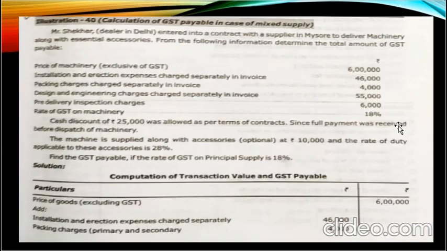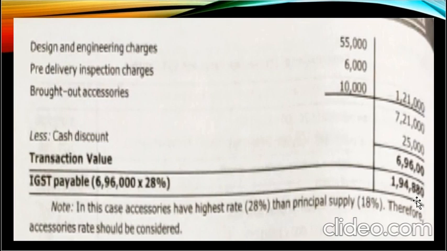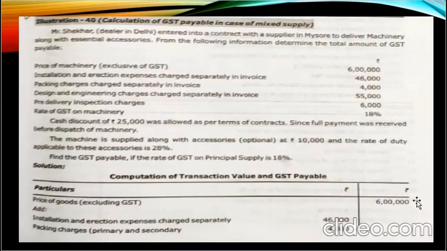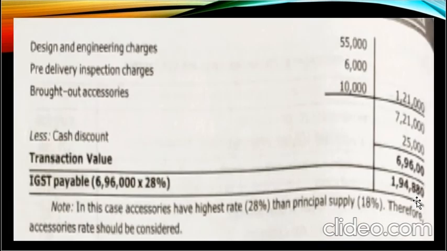Now this 1,21,000 plus 6 lakh price of goods will give you 7,21,000. So we need to check whether any discount is given. Yes, this cash discount is given when the full settlement is made. This is not any advance settlement, this is full settlement. So as full settlement is made, it will be considered as deduction. If discount is availed on advance settlement, then it will be added up. So we will minus the cash discount of 25,000 from 7,21,000, and we will get 6,96,000 as transaction value.